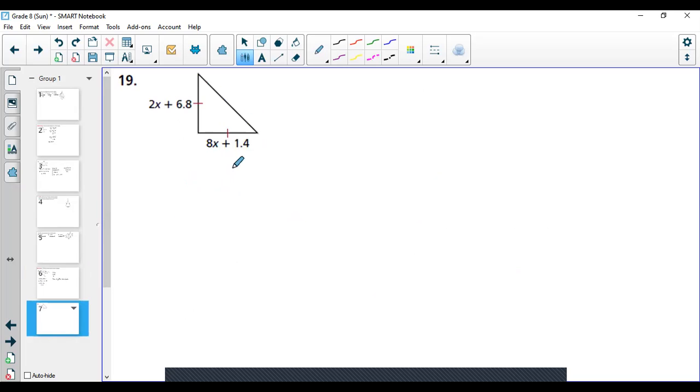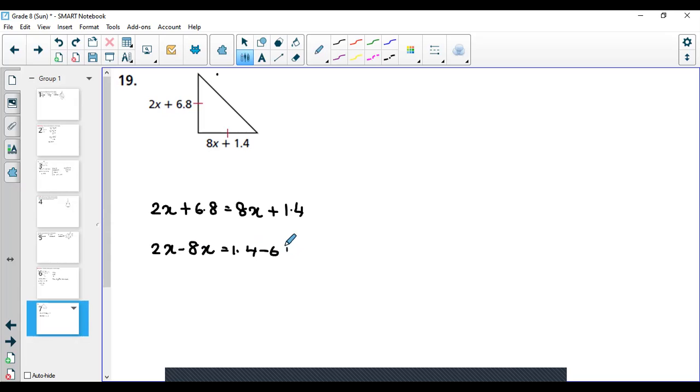One more question. Okay, now here they said only two sides are equal. That makes it an isosceles triangle. Anyhow, they did not give us this length. So the equation you're going to write is going to be 2x plus 6.8 equals 8x plus 1.4. So same way how you would solve equations.